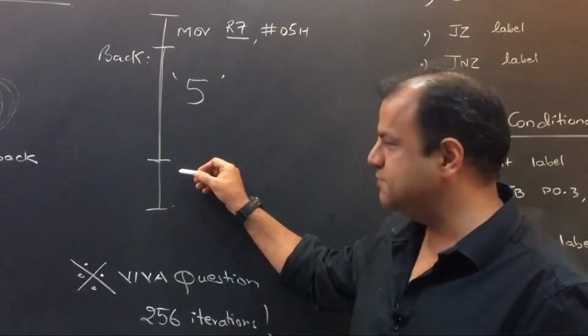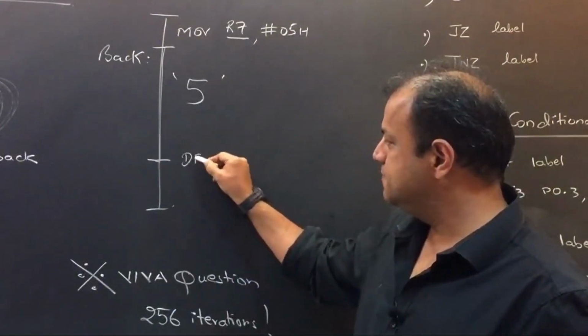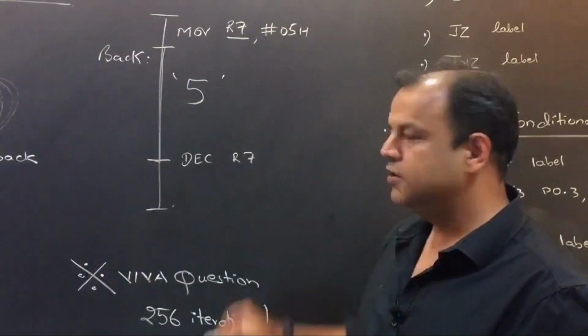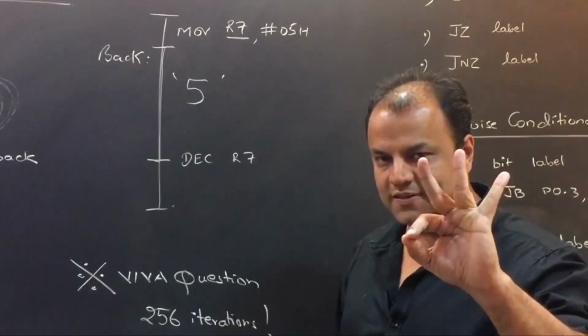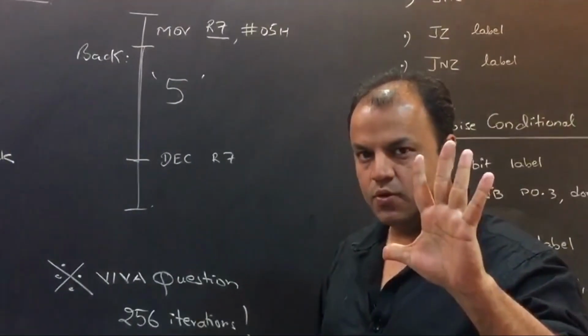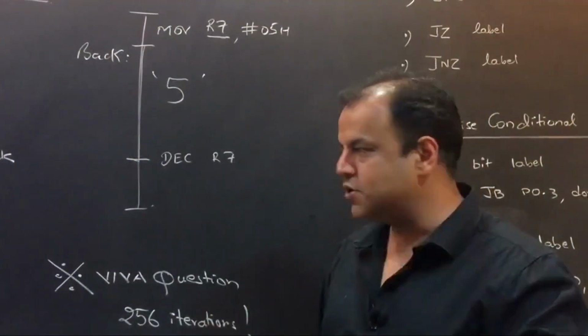At the end of the loop, decrement R7. So what will happen if it was 5? It will become 4, next time 3, next time 2, next time 1, next time 0. When it becomes 0, you should finish your iterations.